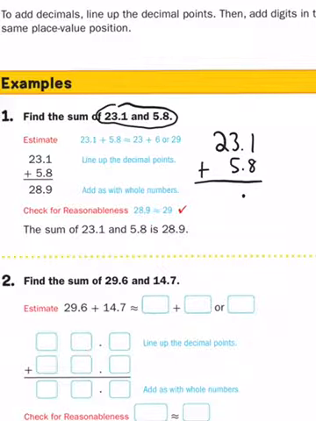Once you have everything lined up, you just add or subtract like it was a regular problem. So 8 plus 1 is 9. 5 plus 3 is 8, and 2 plus nothing, so you have 28 9/10.